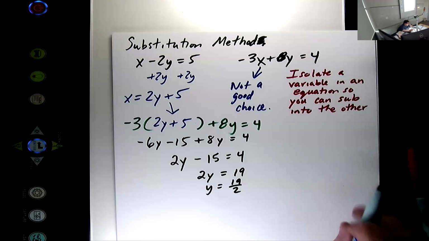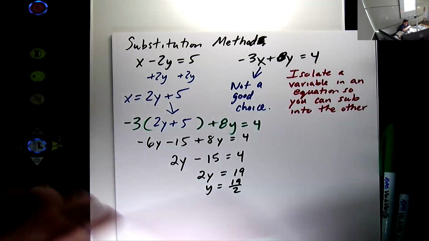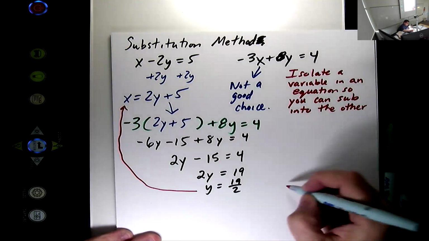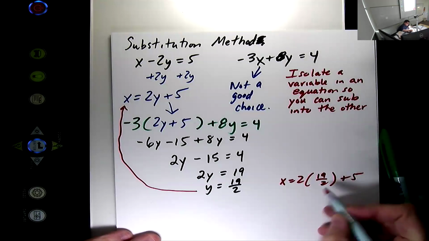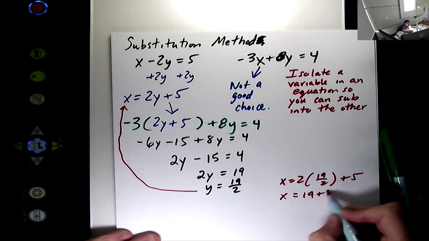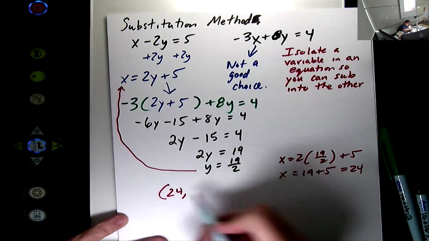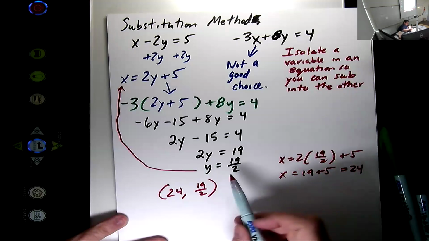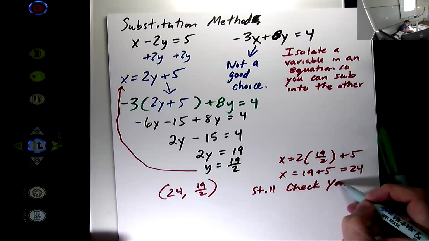What's wrong, Teresa? Here, plug this back into your substitution equation. So we get the solution 24, 19 over 2. And still check your work, but I'm not going to do it here in the interest of saving time.